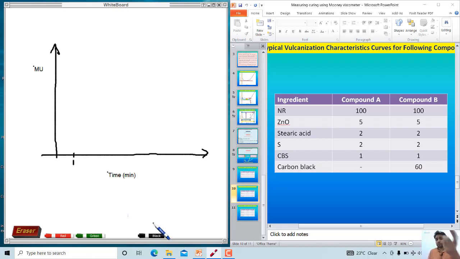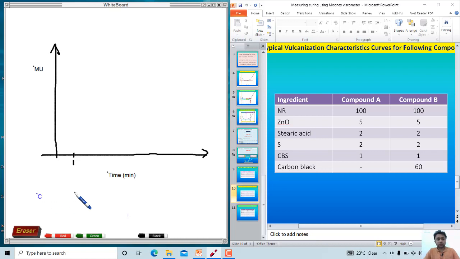Okay, first we need to think of what is the composition of the compounds, right? Here rubber, zinc oxide, stearic acid, sulfur, CBS, they have used CBS, right? But all things are same, but the compound A doesn't contain carbon black, a kind of reinforcing filler, right? And here they have used 60 phr of carbon black. All the ingredients are given in phr, parts per 100 parts of rubber, right?